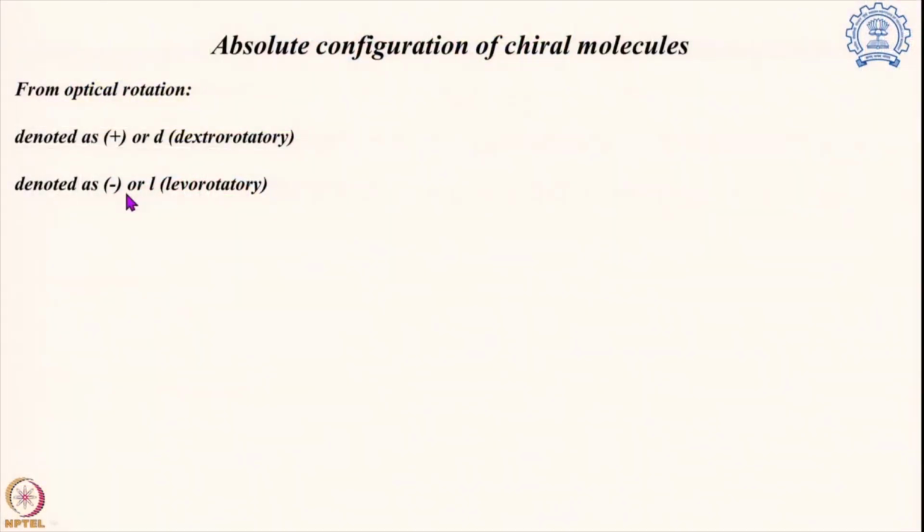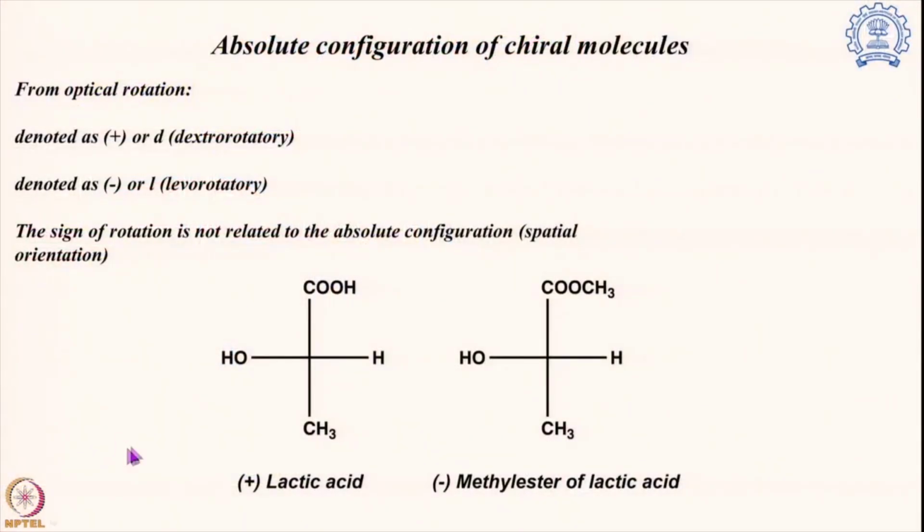Now this plus or minus sign has nothing to do with the actual configuration of the molecule. The actual configuration of the molecule means how the molecule is actually oriented in 3 dimensions. So for an example, the absolute configuration again means the spatial orientation of different groups present in the molecule. And over here I am showing you two molecules. One is the lactic acid.